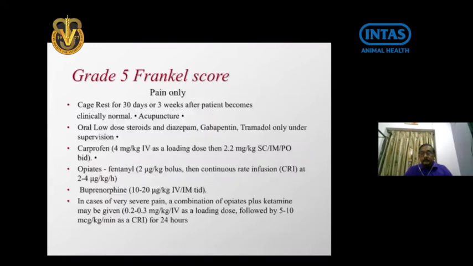So what will I do if I get these cases? Let's see, if this is not a grade 5, this is a grade 5. If you are going to get only pain, see the amount of involvement. Only cage rest for 30 days, or 3 weeks after it becomes normal. Acupuncture is supposed to help. We are using all these: steroid, diazepam, gabapentin, tramadol, carprofen, etc. You can use buprenorphine. You can use all these.